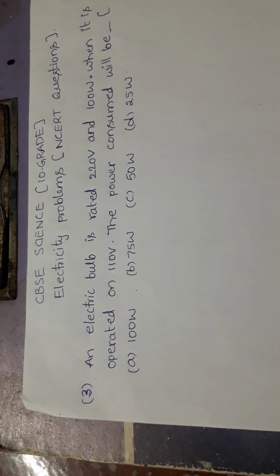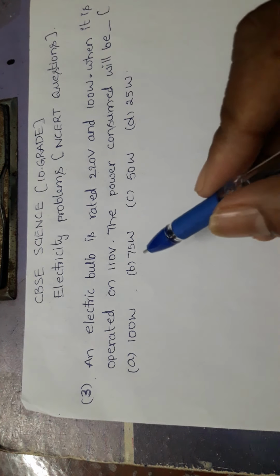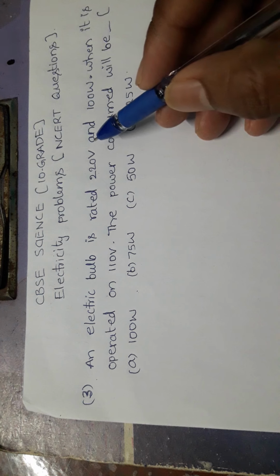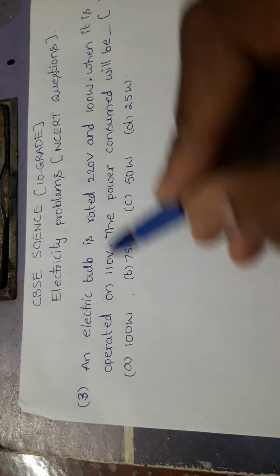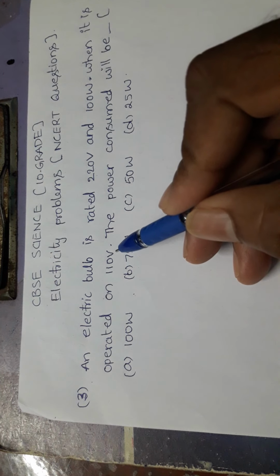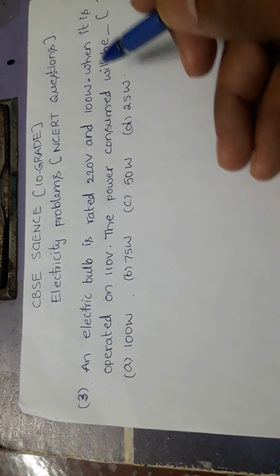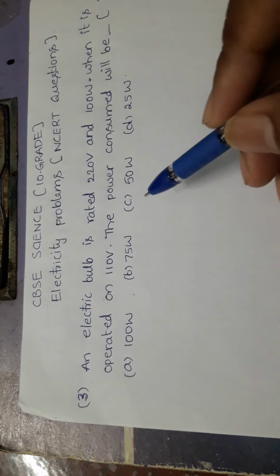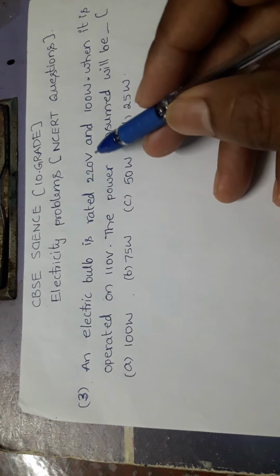Today I would like to explain an electricity problem. So, third problem. Here the given problem is: an electric bulb is rated 220 volts and 100 watts. When it is operated on 110 volts, the power consumed will be dash. So here, given the problem, first list out the given values.